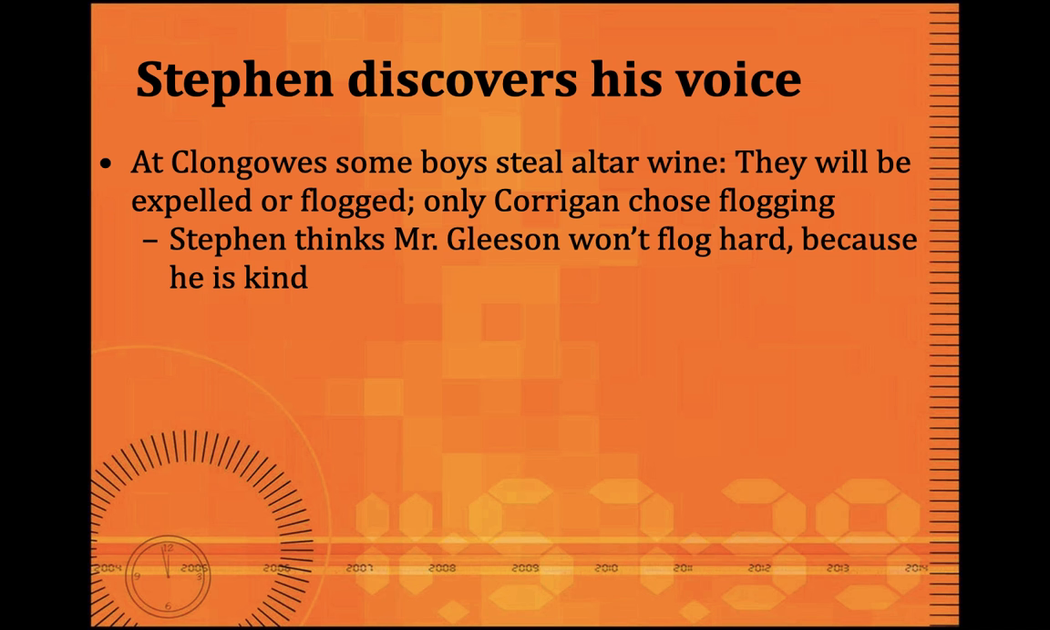And Stephen thinks, unlike the other boys, what do the other boys think? Mr. Gleason will not flog hard because it will look very bad if he does it. These other boys are already thinking like adults. They have a crooked mind. But Stephen is straightforward. He thinks Mr. Gleason will not flog hard because he is kind. His thought about humanity is very straightforward and good. He is good-hearted. And he is already showing that he is different from the other boys.